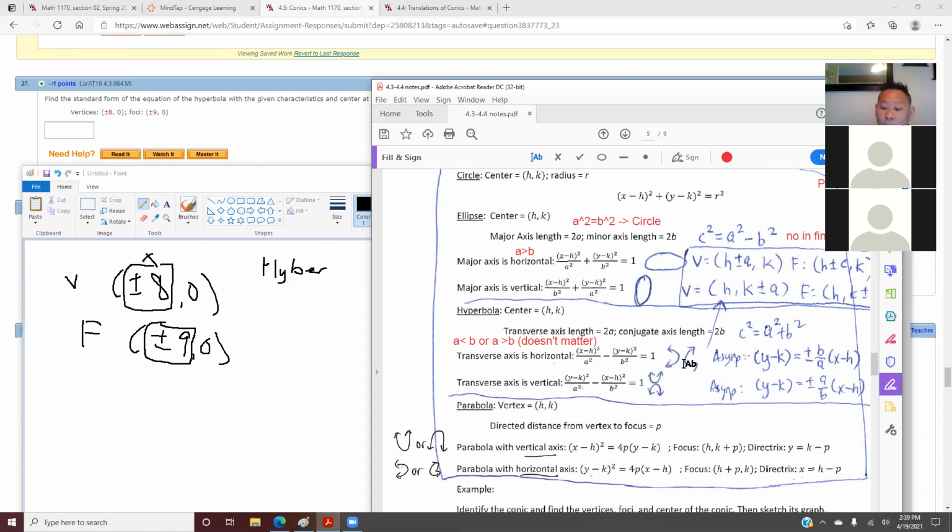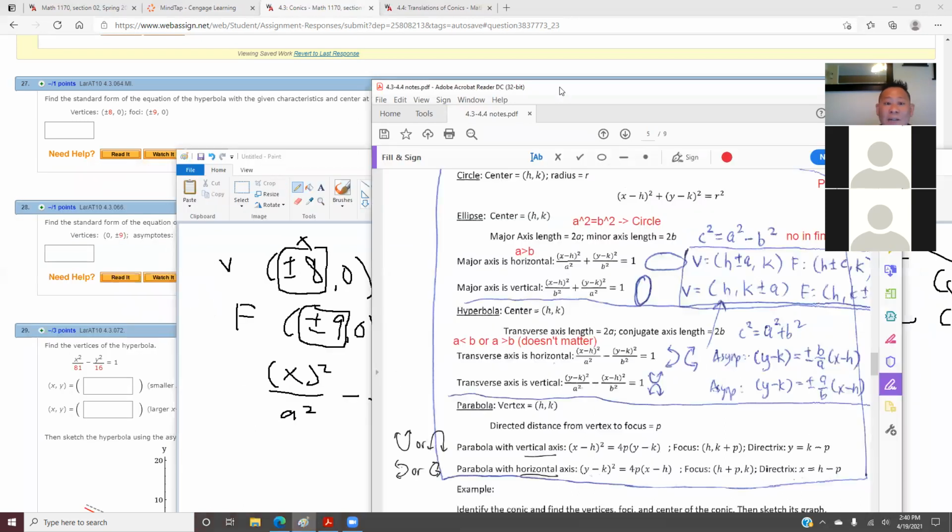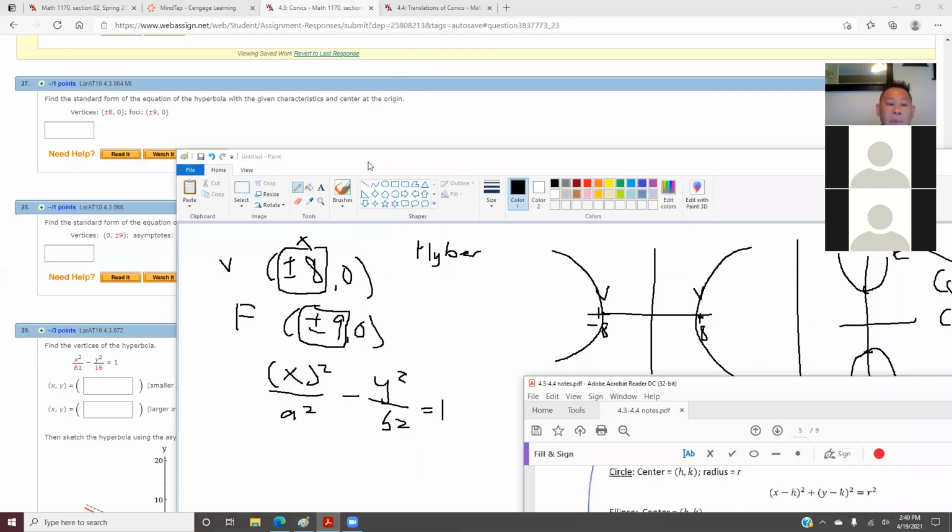If it's open sideways, the transverse axis is on the x-axis, so x comes first. If it's on the y-axis, open up and down, then y comes first. So the formula in this case will be x squared over a squared minus y squared over b squared equals 1. And we do not need to worry about h, k here, because our center is at 0, 0 at the origin. So we don't need to worry about that.